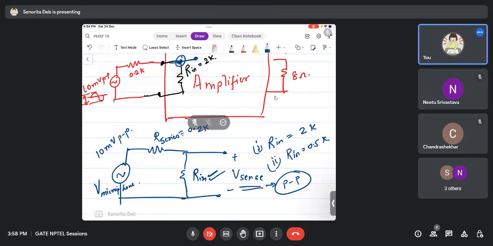Why are you guys needing so much time? This is simple voltage division. Please tell me the answer.